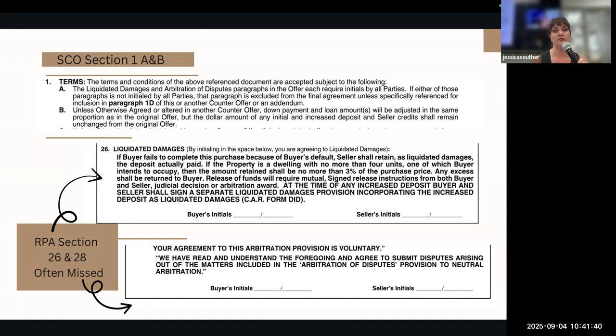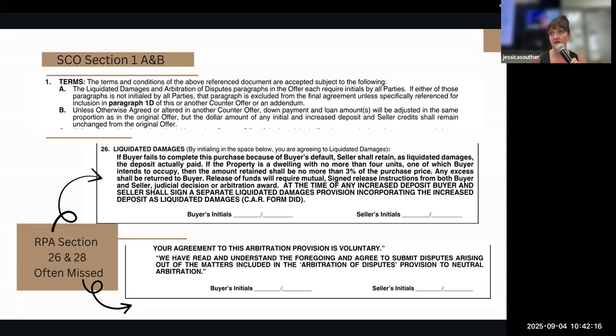Okay, unless otherwise agreed or altered in another counteroffer, the down payment and the loan amount will be adjusted in the same proportion as in the original offer. But the dollar amount of any initial and increased deposit and seller credits shall remain unchanged from the original offer. So that means if the buyer is putting down 3.5% of the purchase price and you increase the purchase price on the seller counteroffer, that 3.5% will automatically be adjusted. So they're putting down 3.5% no matter what purchase price it is.